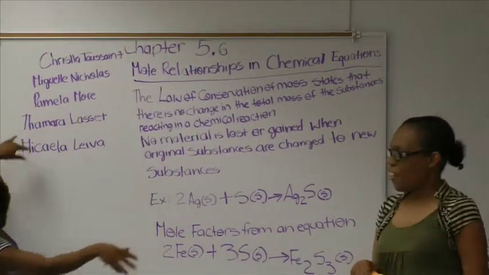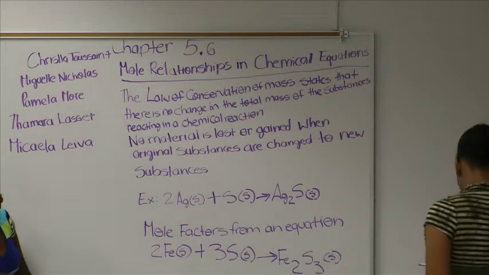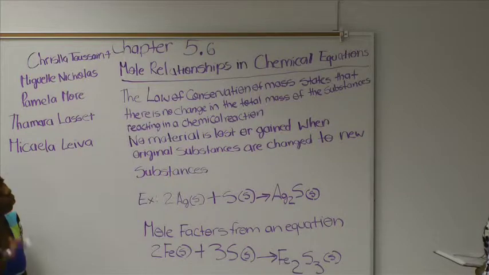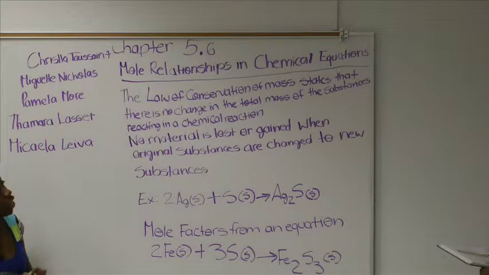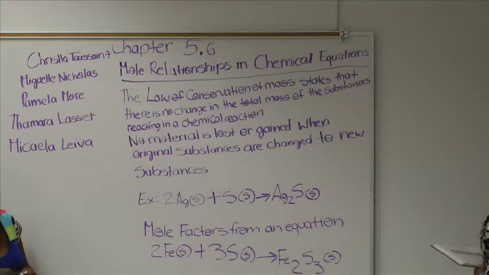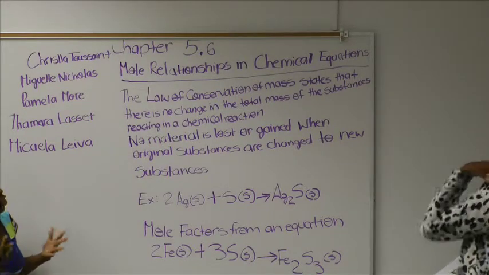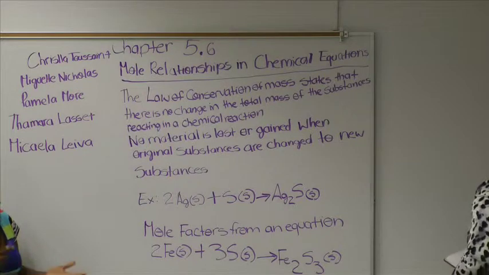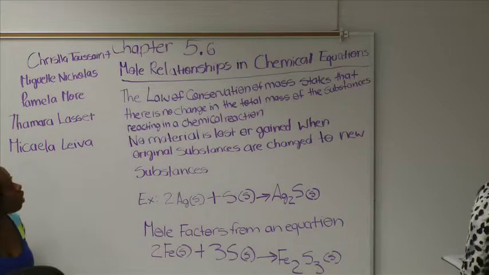Pamela, Tamara, and Michaela. And we're going to be doing section 5.6, which is based on mole relationships and chemical equations. It's pretty simple. The most important point in this section is the law of conservation of mass. It states that there is no change in the total mass of the substances reacting in a chemical reaction. Nothing is gained, nothing is lost. No material is lost or gained when reactants are changed to new substances. We have a few examples here. Michaela will be explaining them.